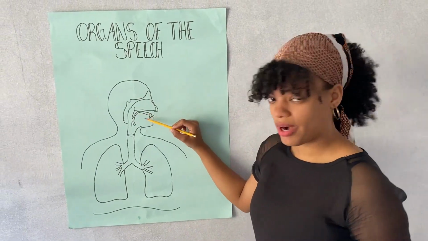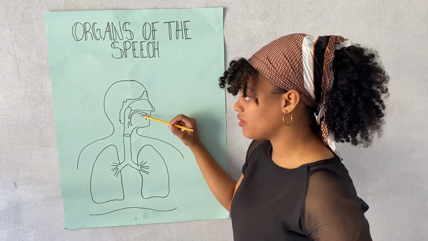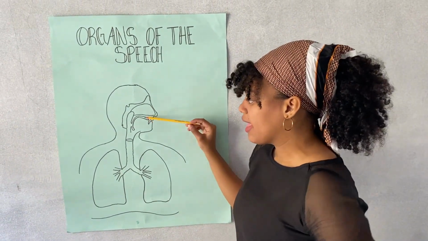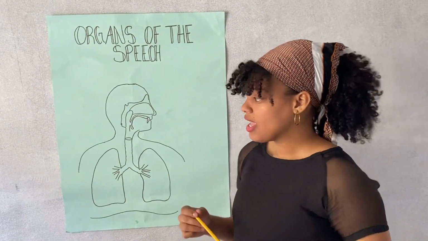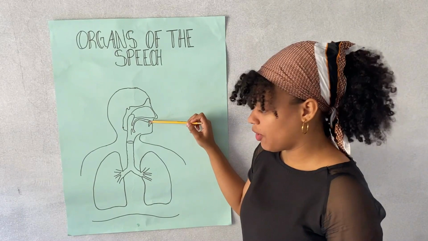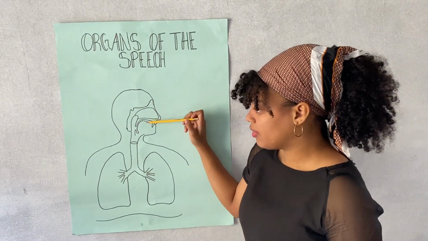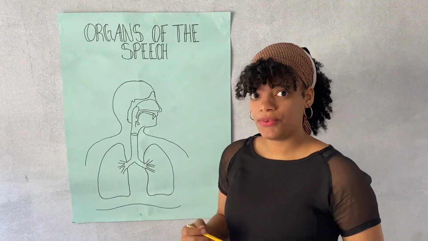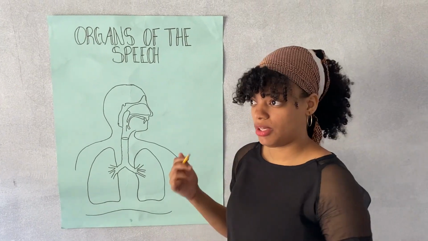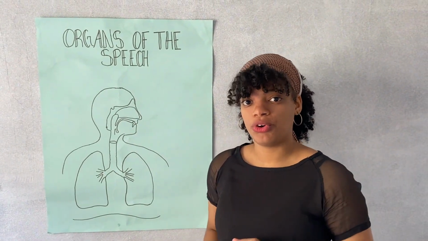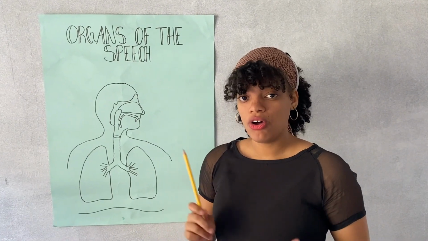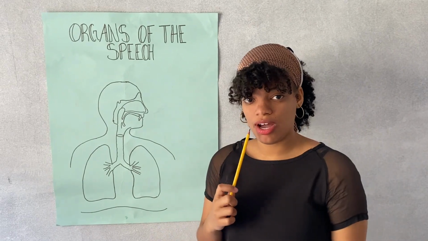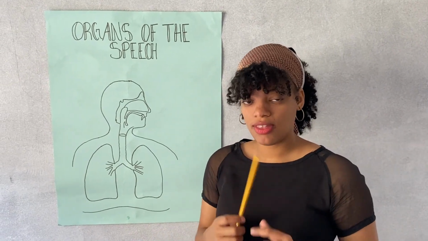Then we have the tongue right here, which is one of the most important parts for the production of speech sounds. The tongue is divided in three: the tip of the tongue right here, the blade of the tongue, and the back of the tongue. These three different parts help us to produce different kinds of sounds. For example, the tip of the tongue helps us to pronounce the TH sounds in English. When we pronounce the word "three," we have to put the tip of our tongue between our teeth to pronounce this sound.